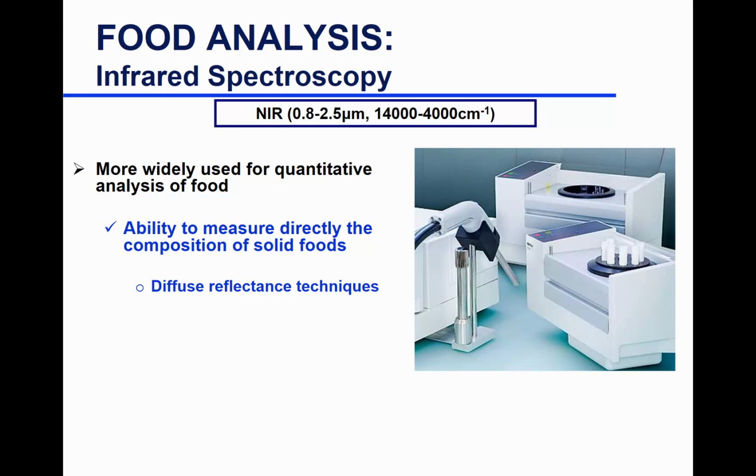So moving to near IR, this is another form of IR spectroscopy, mostly used to measure composition of solid foods. It uses diffuse reflectance. If you remember diffuse reflectance, the light will penetrate a short distance, some molecules will absorb, and the rest of the light will be reflected.